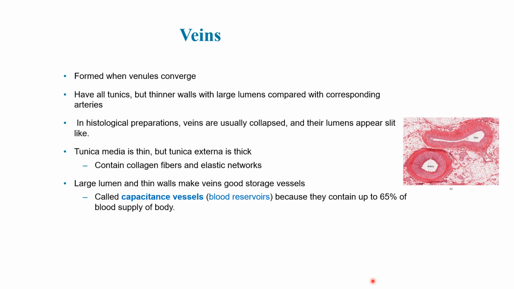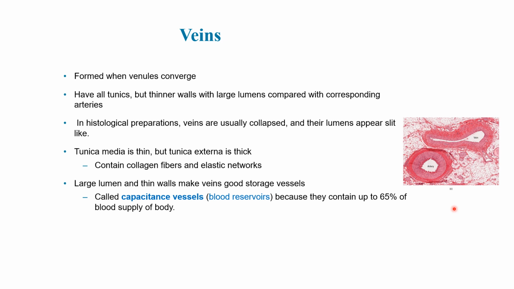But their walls are thinner and they have larger lumens compared to the arteries. In histological preparations, veins are usually collapsed and their lumens appear slit-like, as you can see in this slide. Tunica media is thin, but tunica externa is thick in the vein. And the tunica externa contains collagen fibers and elastic fibers. Large lumen and thin walls make veins good storage vessels.